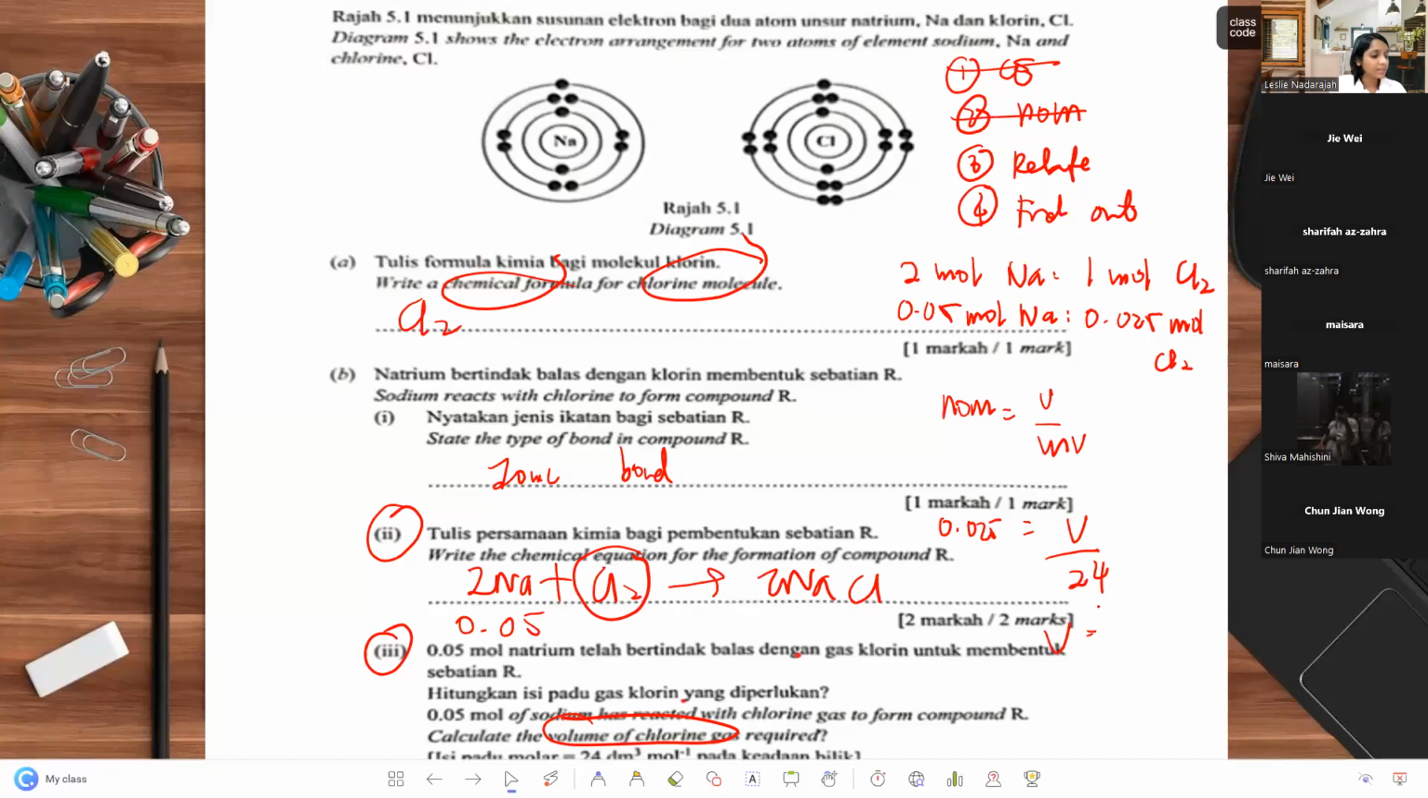All of you press your calculator and give me the answer now. 0.6. Very good. Good combination there. If you got no unit, you got no marks. Remember that, yeah? Correct: 0.6 decimeter cube.